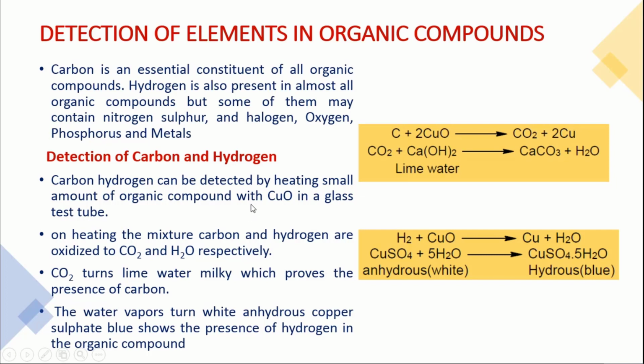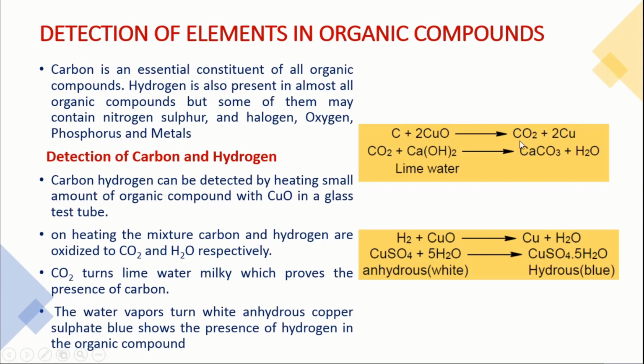First, the basic test to check the carbon and hydrogen in the organic compound. For that purpose, the organic compound is heated with a small amount of copper oxide in a glass test tube. The carbon will react with the copper oxide to make carbon dioxide, and the hydrogen present in the organic compound will react with the copper oxide to make water.